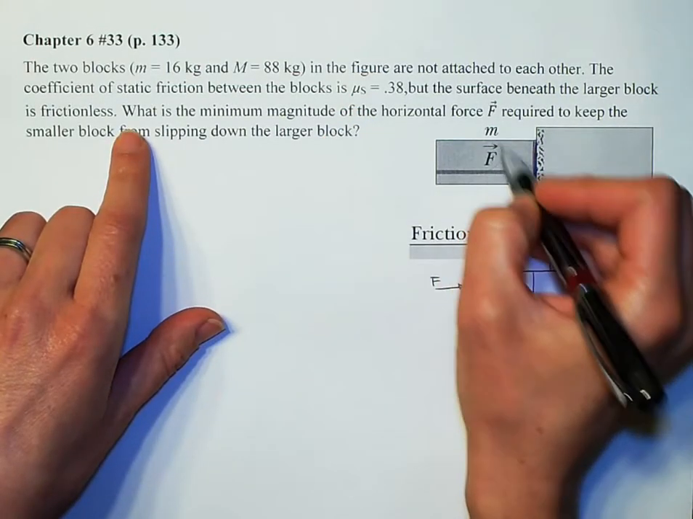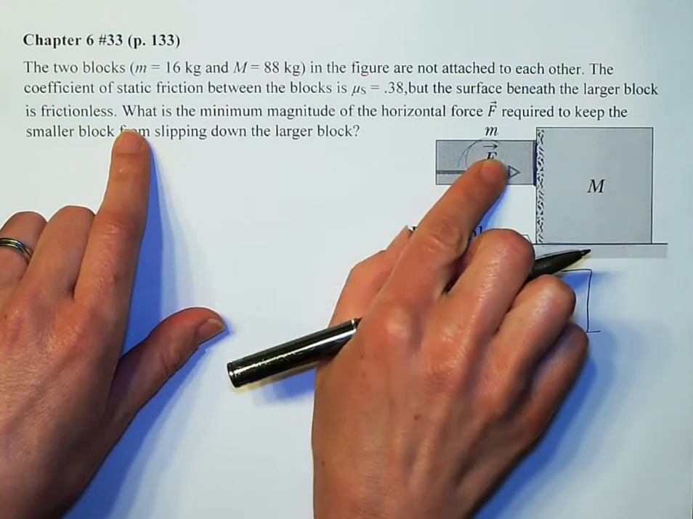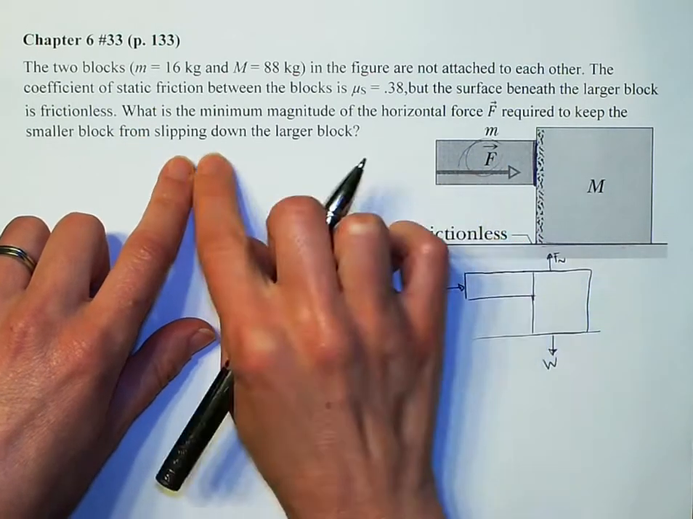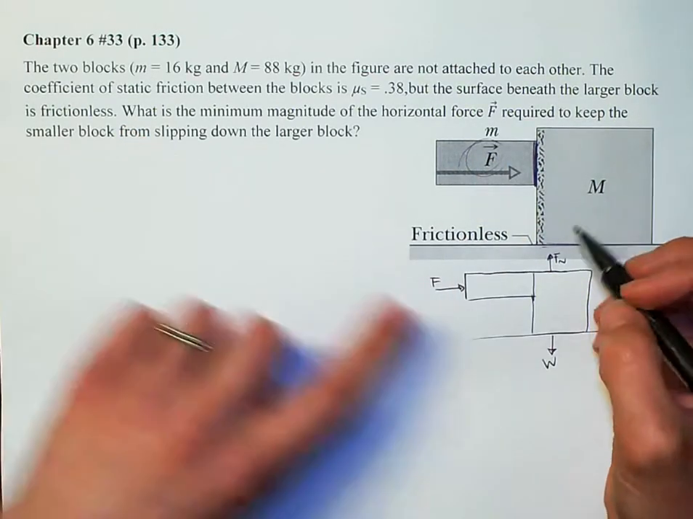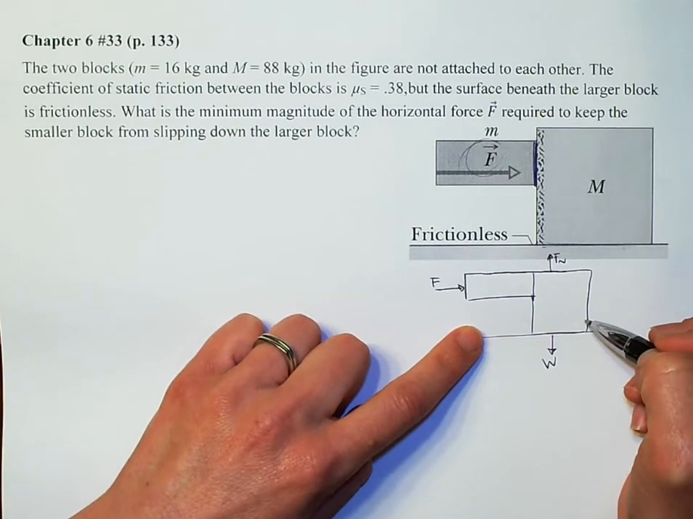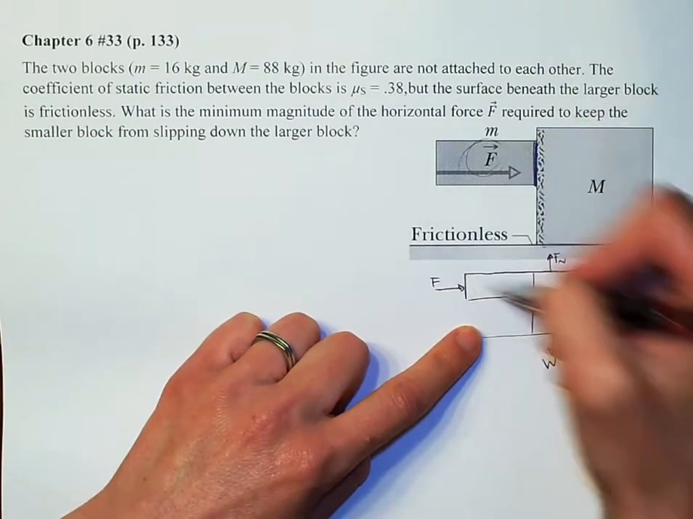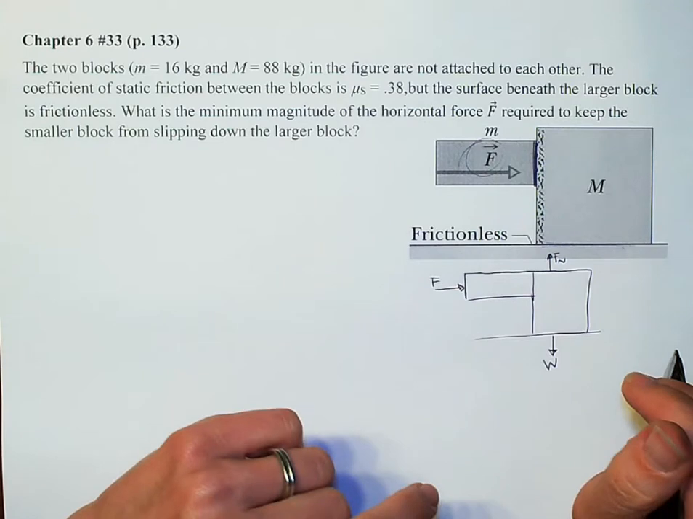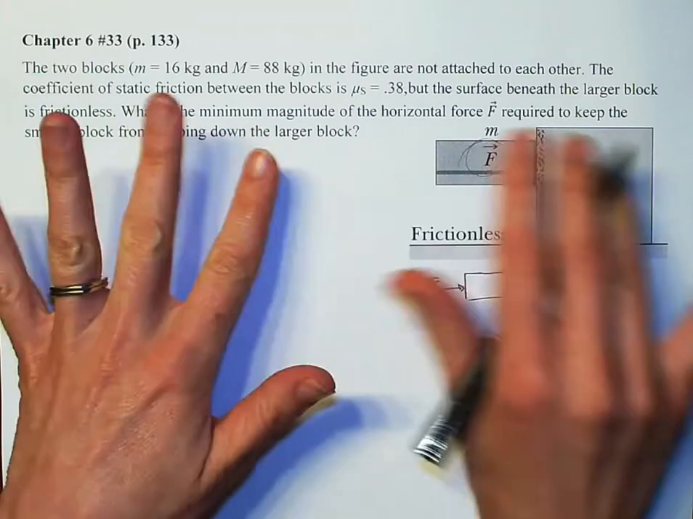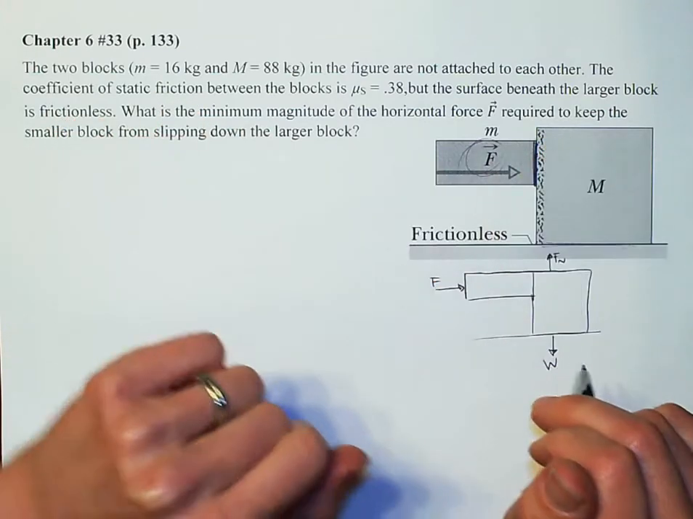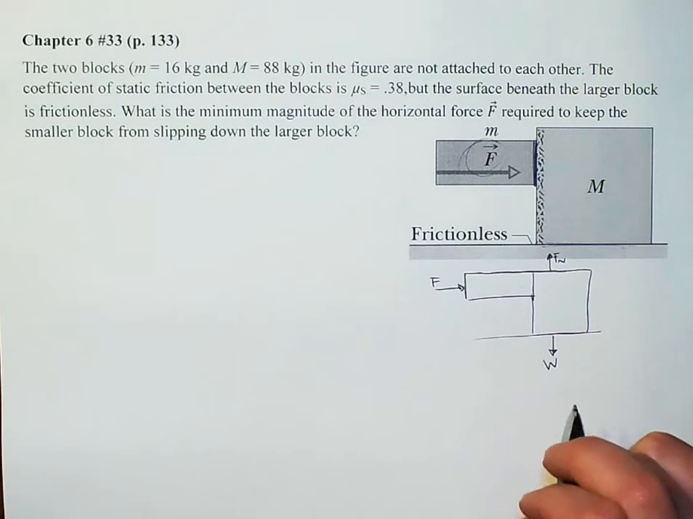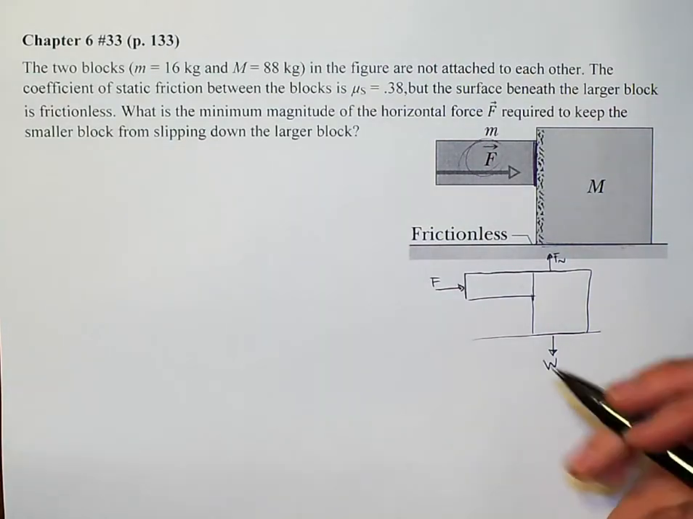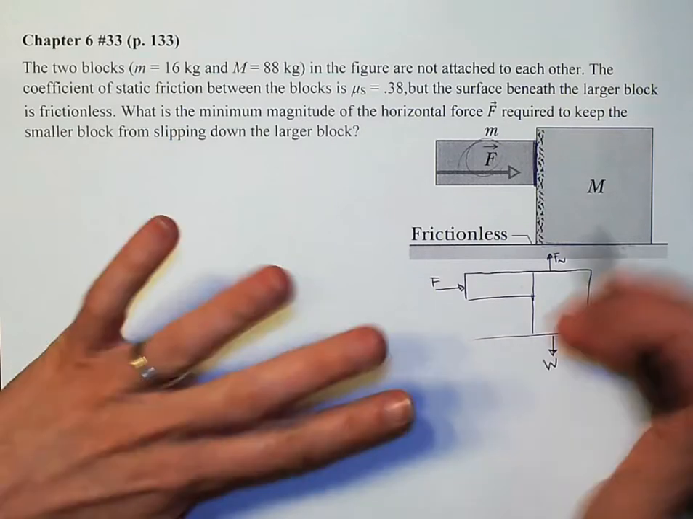We're trying to solve for this force F that is pushing on the smaller block to keep it from slipping down the larger block. So I've started already drawing a free body diagram of our whole system right here, because if you read this problem, a lot of students get stuck because they have no idea what to do. But if you have no idea what to do, you should draw a free body diagram if there's any forces involved. And so that's what we've done.